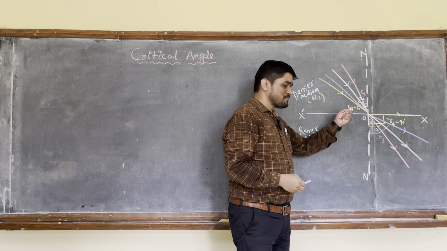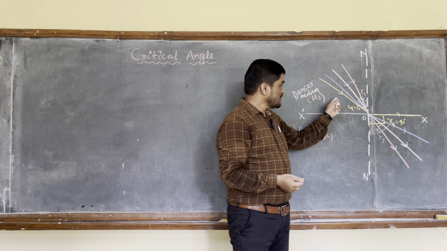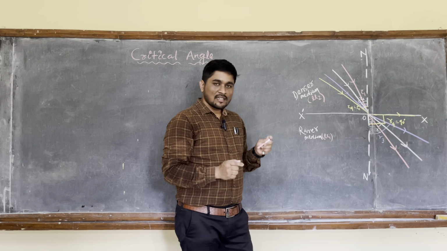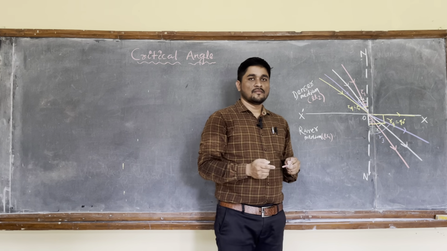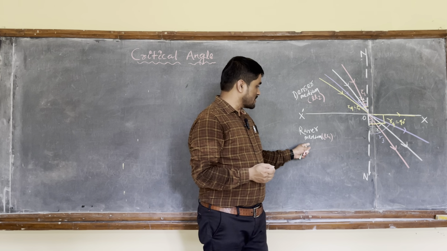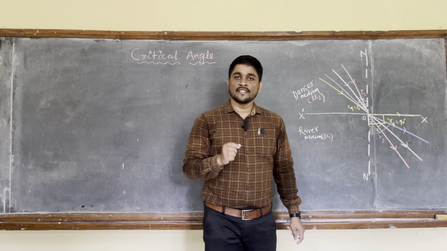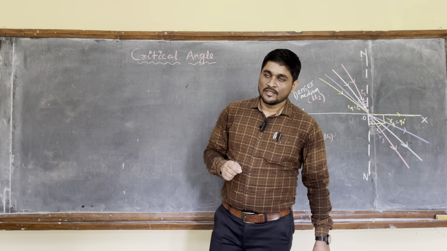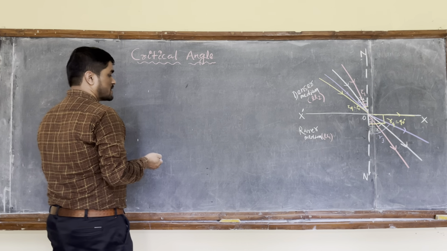So you can say the definition of critical angle is that angle of incidence in the denser medium for which the angle of refraction in the rarer medium will be 90 degrees. Clear? So we have to write the definition of critical angle.